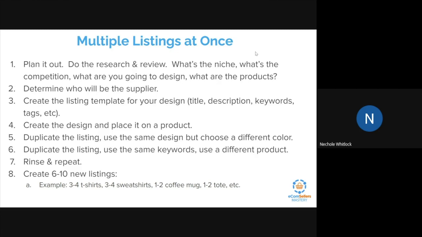The next one is to create your listing template. What's the title? What's the description? What are the keywords? What are the tags? What are the other attributes about this listing? Because I don't want to have to type all this stuff multiple times. I just want to be able to create this listing and then come back in, replicate it, and change the words. That's it. If I'm going to put it on a t-shirt, then the next time I'm going to replicate it again and put it onto a sweatshirt. I'm going to replicate it again and put it on a tote. I don't want to have to rewrite everything.